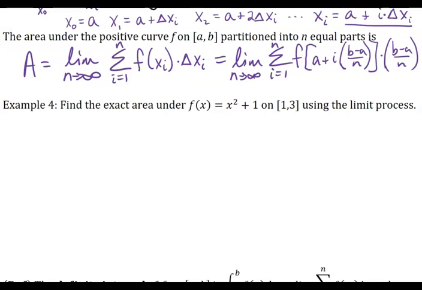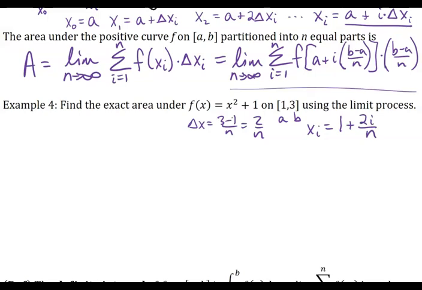Using this limit process, we're going to find the exact area under this parabola on the interval from 1 to 3. So this is my a, this is my b. So I'm going to fill in delta x and x sub i first. So delta x is b minus a, so 3 minus 1 over n, so 2 over n. And then x sub i is a plus i times delta x, which is 2 over n. Let me put the i at the back, so 2i over n.